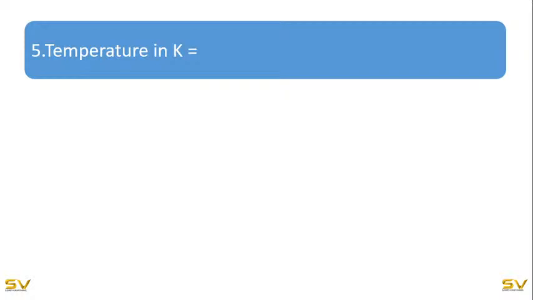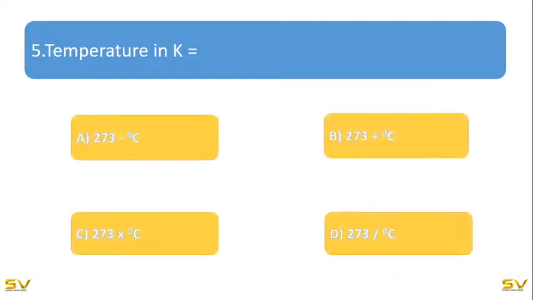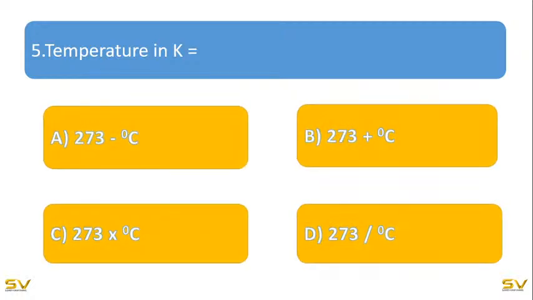Congratulations once again. Now coming to the fifth question: temperature in Kelvin is equal to what? What is the formula to find the temperature in Kelvin? Is it 273 minus degree centigrade, or 273 plus degree centigrade, or 273 into degree centigrade, or 273 by degree centigrade? Maybe you can easily guess the correct answer.